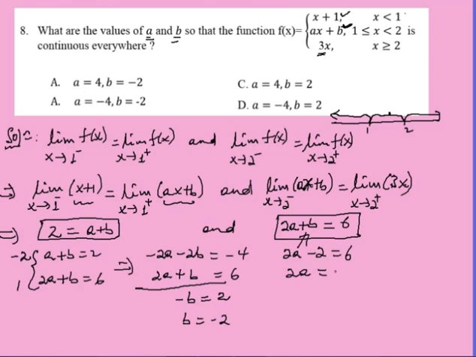If b is -2, you can substitute here: 2a minus 2 is equal to 6. 2a is equal to 8. Therefore our a value becomes 4. So a will be 4 and b will be -2, so that this function will be continuous everywhere. Therefore our answer is A.